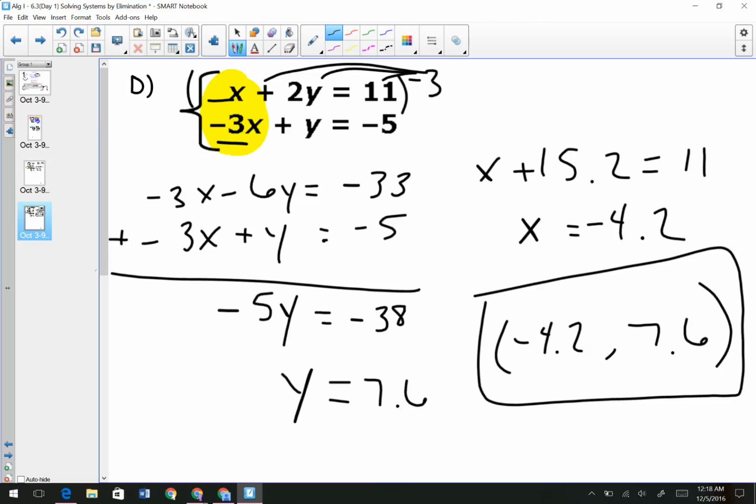Okay, show all work. Remember, your final answer should all be in coordinates. I should not just see coordinates sitting there. And you got to do elimination too. I know you're going to be tempted to do substitution on some of these, but you got to do elimination as well.